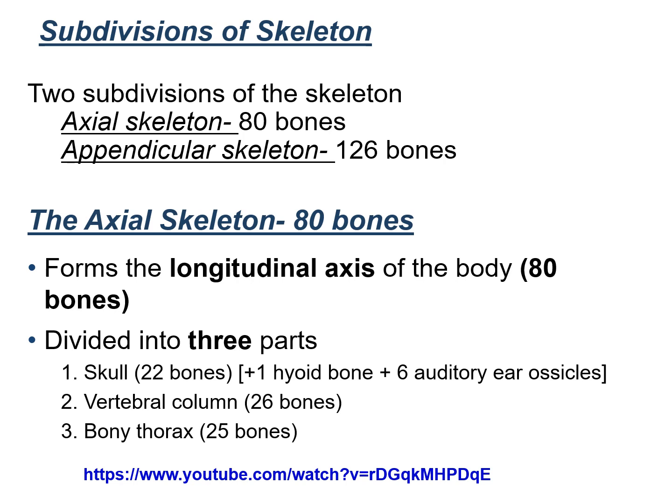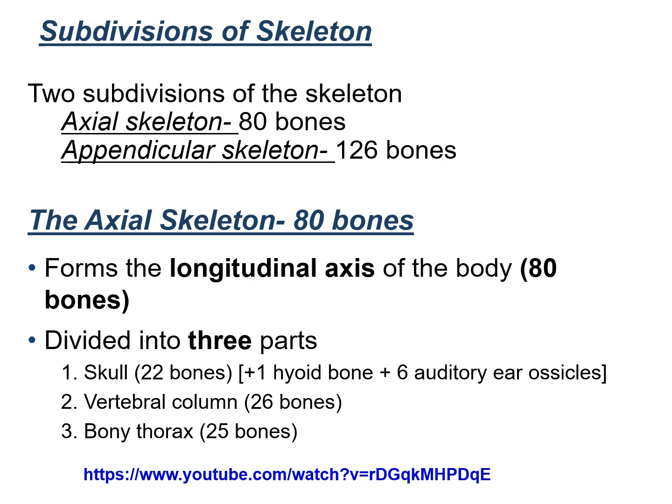Hi everyone, this is the third lecture of topic 5, continuing with skeletal system. In this lecture, we are going to start learning about the different bones of the human skeleton. Now if you remember, human skeleton has a total of 206 bones, and we are going to learn about these 206 bones under two subdivisions.